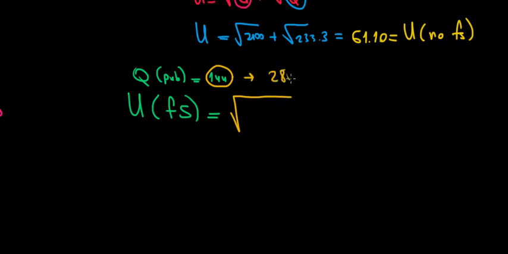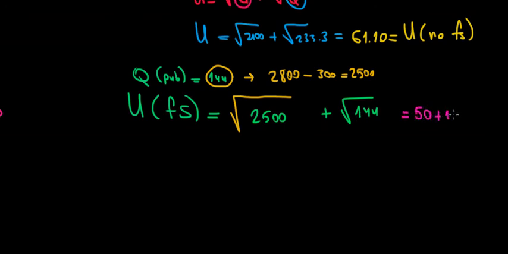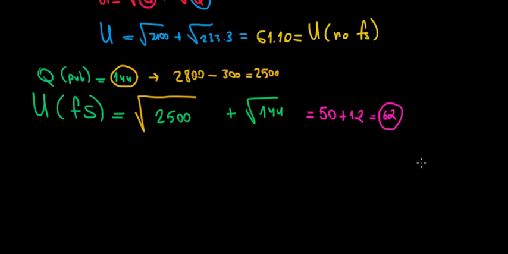Since we have an income of 2800 euros and we pay 300 euros in taxes, we're left with 2500 euros. So we will have the square root of 2500 plus the square root of the quality of education, which is 144. The square root of 2500 is 50, plus the square root of 144 is 12. That's equal to 62. So the utility of the family with the free school is 62. The utility without the free school is 61.10.